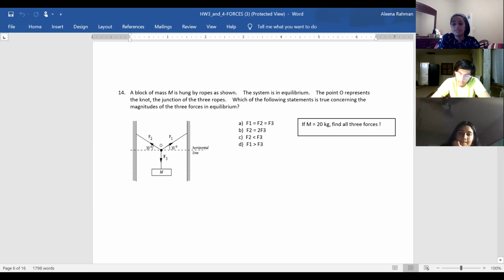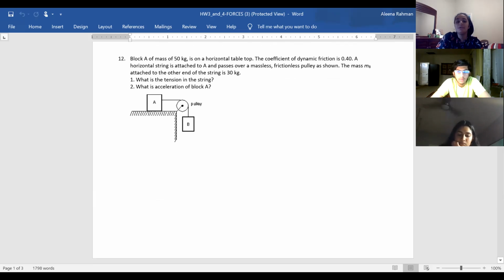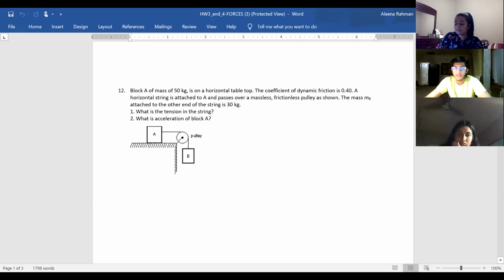Okay. I think there was one I was confused about that I wanted to ask. Sure. Yeah, this was just a lot, because Miss Raja said block A is 50 and block B is 30. So in this case, would block B just be hanging? What is happening here? Because block B is still pulling down, and block A is still going to move to the right.